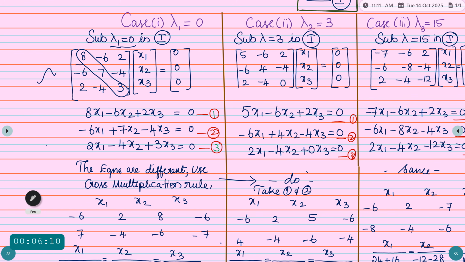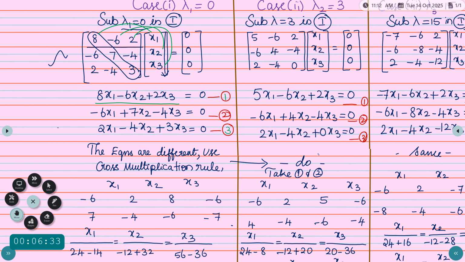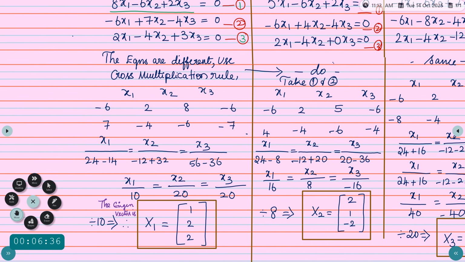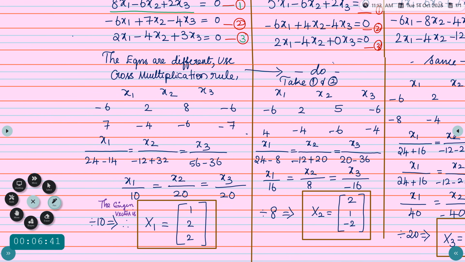Next I am going to form the equations, row into column. Row into column, you are getting the first equation like this: 8 into x1 minus 6 into x2 plus 2 into x3. Similarly, you are going to form three different equations. Next, check whether the three equations are same or different. All the three equations are different, so we are going to use the cross multiplication rule.